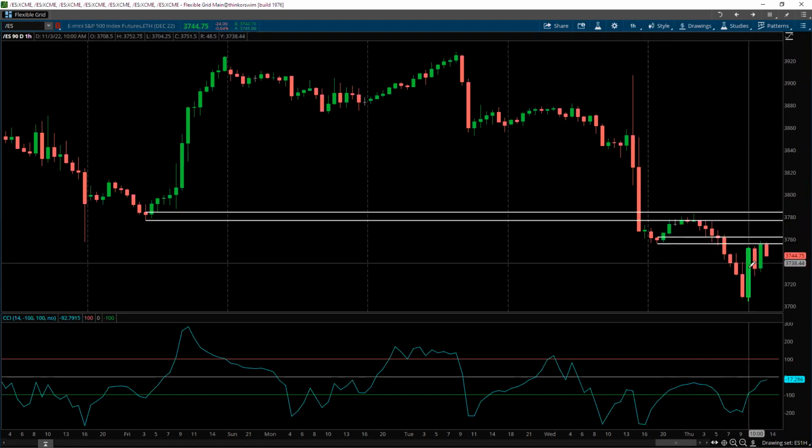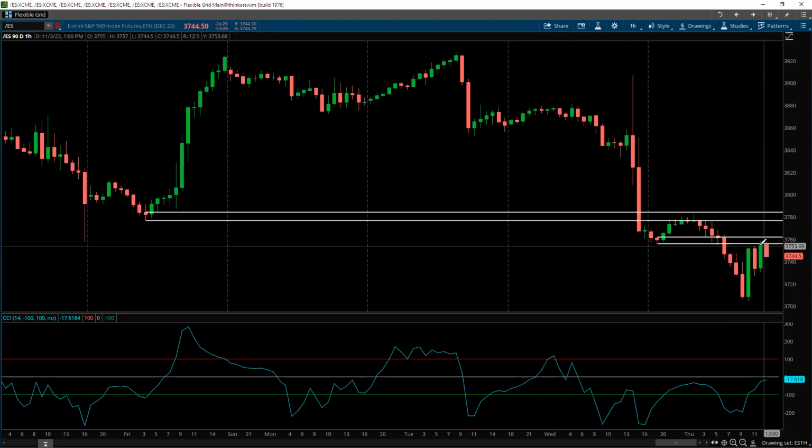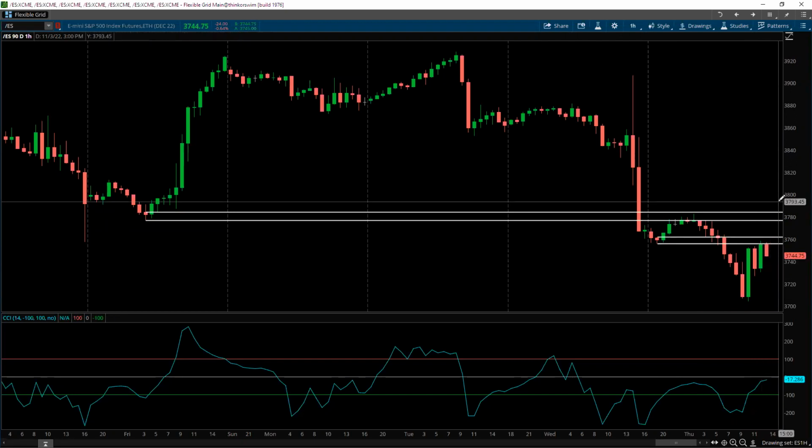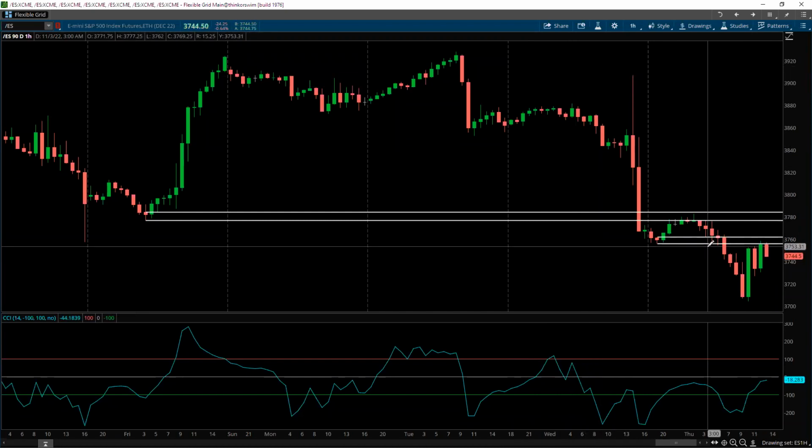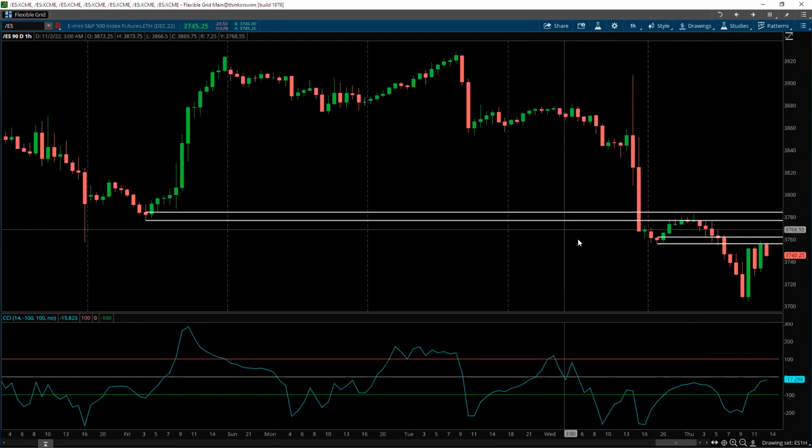Notice the way this works. It's a push up, we have a pullback. Push up. If this pullback holds halfway, we're going higher. If not, we're going lower or sideways. It's the same thing. It's the same way of reading the market every single time, pretty much, once you understand the principles of how this works. So that's the current market.